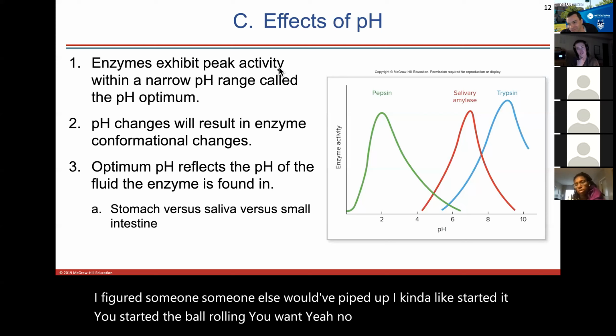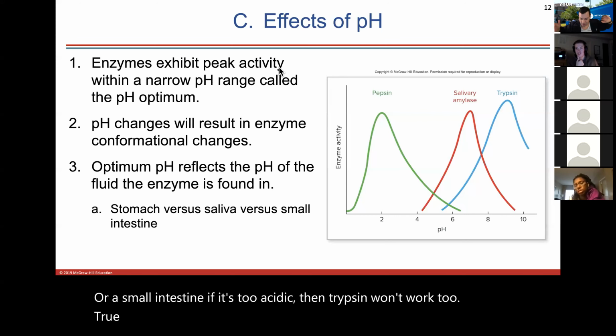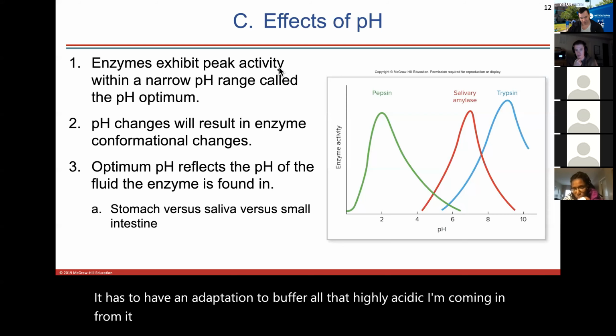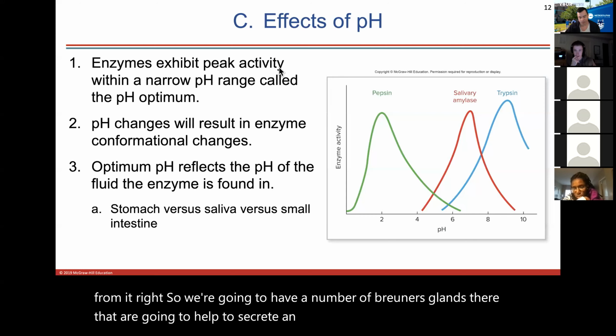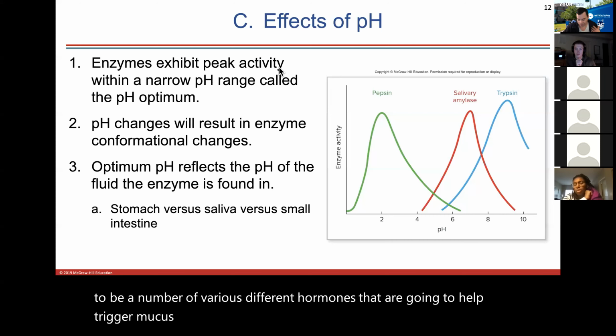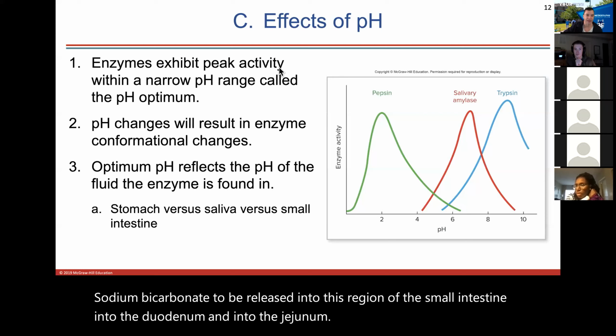I don't know. It probably means that in the small intestine, if it's too acidic, then trypsin won't work too well. True, but that tells you right there that the small intestine has to have an adaptation to buffer all that highly acidic chyme coming in, right? So there are a number of Brunner's glands there that help to secrete an alkaline type of mucus. There are various hormones that help trigger mucus production, and sodium bicarbonate is released into the duodenum and the jejunum to help buffer that high acidic content.